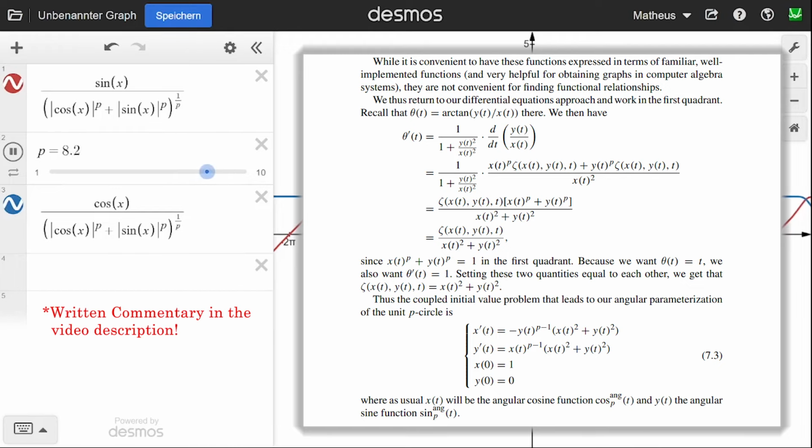Exactly. And what is really happening here is that by the rigorous theorem of these CIVPs, you always need a scaling factor next to the coupled derivatives. And this scaling factor is called zeta, and in the angular parametrization, the scaling factor is precisely x of t squared plus y of t squared. If you want to have a look at that, why it's exactly that, here is the proof on screen.